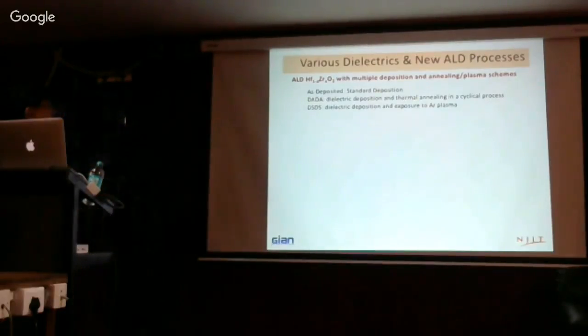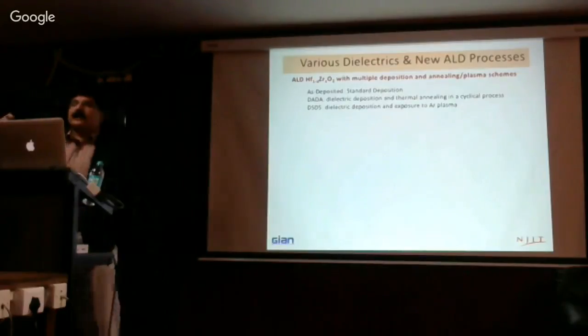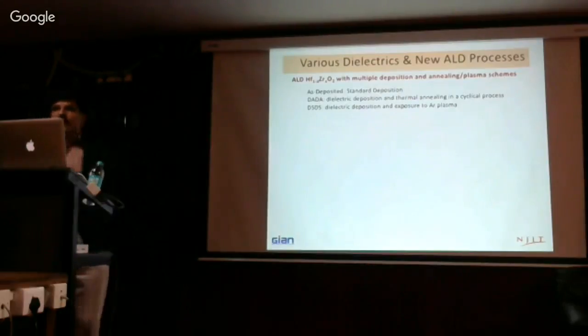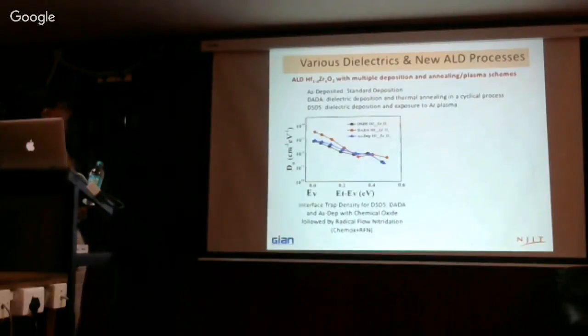That is DAD, as I said, as-deposited, a standard deposition process, where you deposit continuously for 40 cycles. Or you can go for 10 cycles of dielectric deposition and then thermal annealing, then 10 more cycles and annealing. So that is called deposition, annealing, deposition, annealing. Another one is dielectric deposition and exposure to argon plasma. Then deposition and plasma exposure, and so on, you go for 40 cycles. Every 10 or 15 cycles, you can stop and expose. That is DSDS. If you look at the interface, it changes because of that.